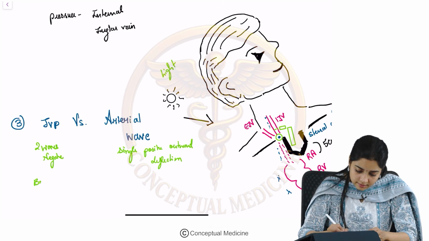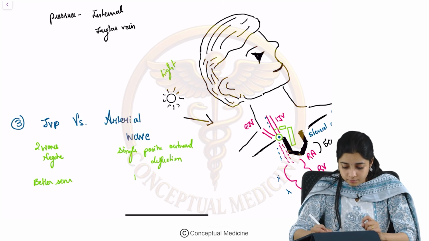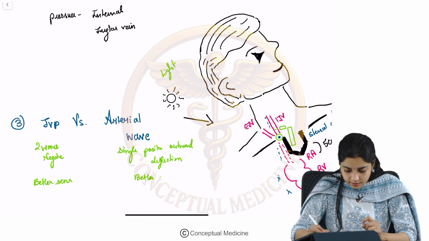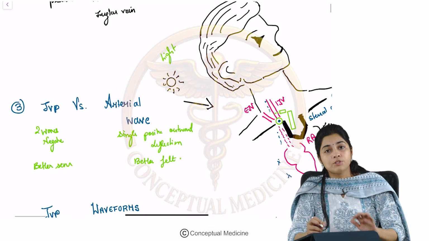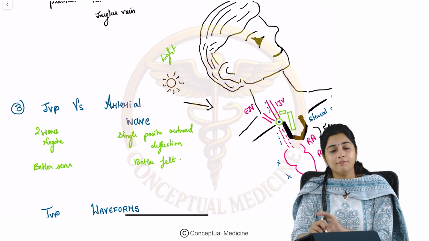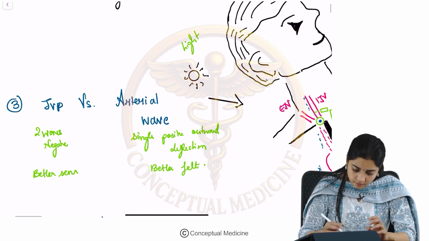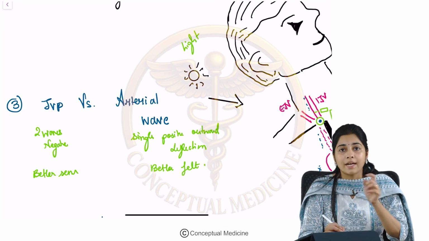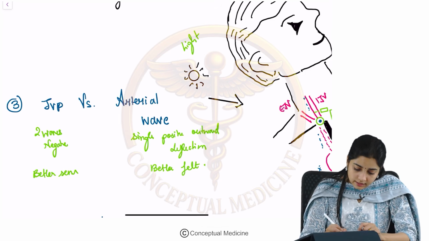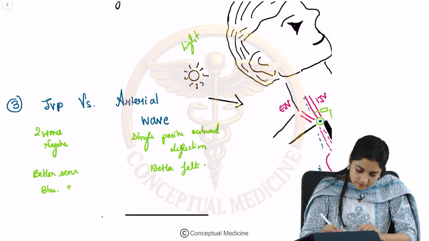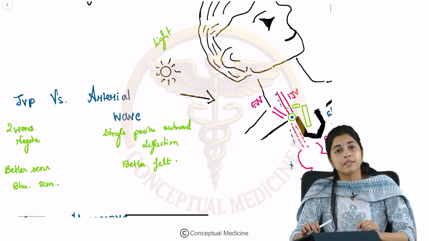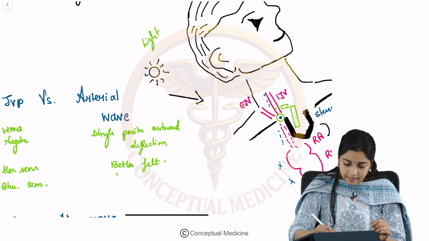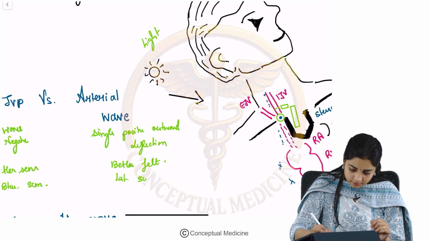JVP is better seen. Arterial waveform is better felt. So, JVP is better seen and the arterial waveform is better felt. Apart from this, where is the location of the JVP? It is located in the right internal jugular vein and it is seen in between the two heads of the sternocleidomastoid, whereas an arterial waveform is lateral to the sternocleidomastoid muscle.